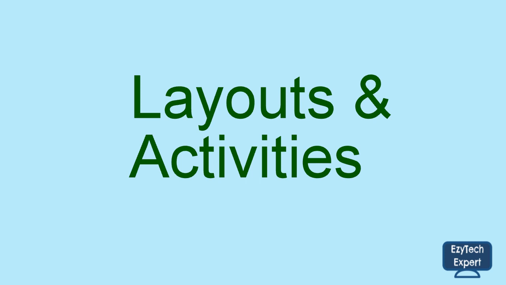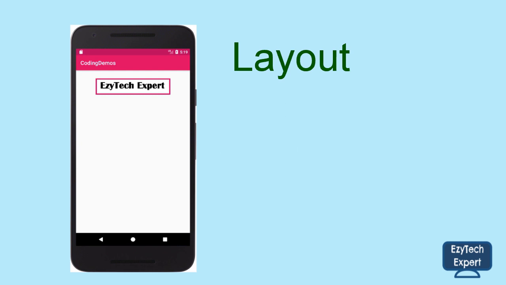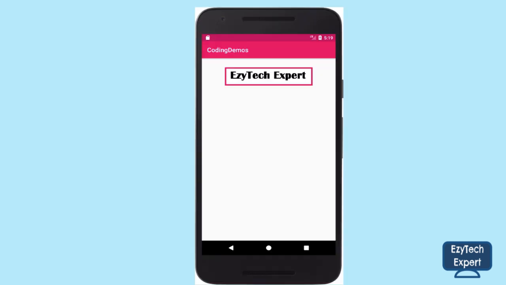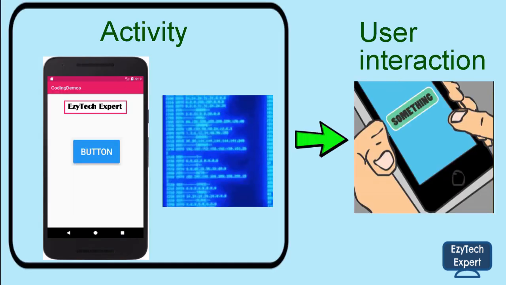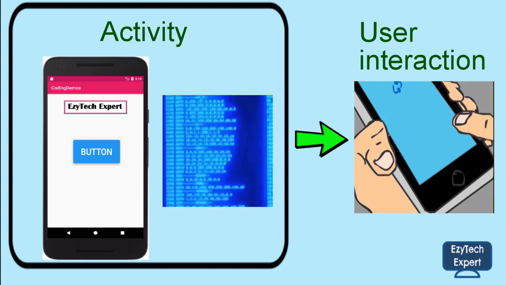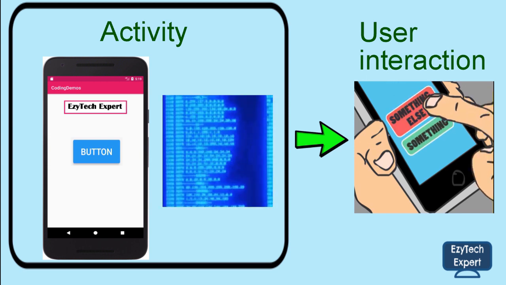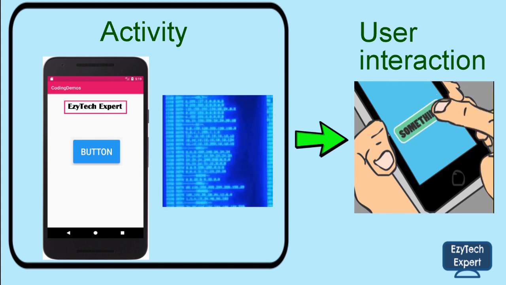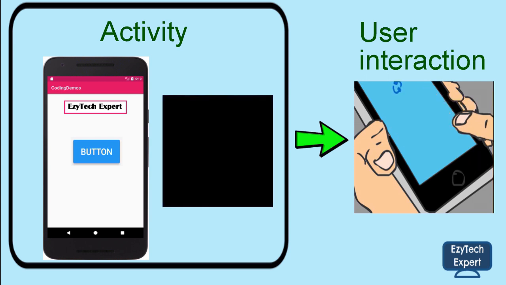Now let me introduce you to layouts and activities. A layout defines your app's user interface. That is, how a screen on your app should look. This is the place where you add your buttons and input fields such as text boxes and radio buttons. An activity, on the other hand, combines a layout with code that tells the app what to do when you interact with the layout, such as when you click on a button.